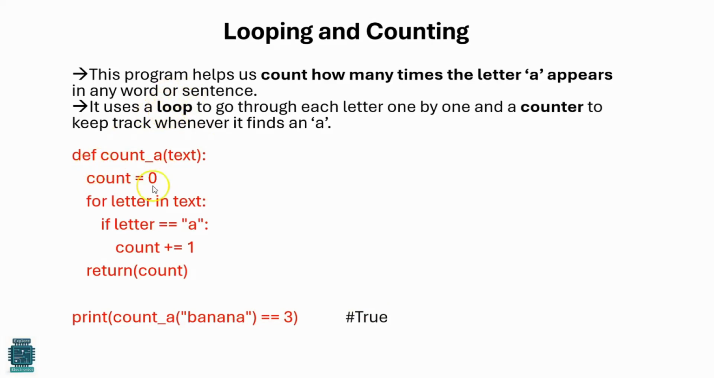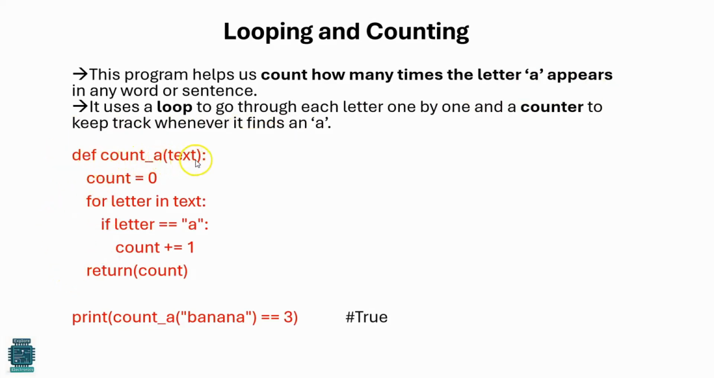Here we use a for loop to count it, and it goes to each letter in the word one by one. And we use a counter here. It will keep track whenever it finds A. The loop is to go through each letter one by one, and the counter is to keep track whenever we find A. Let us see this example.